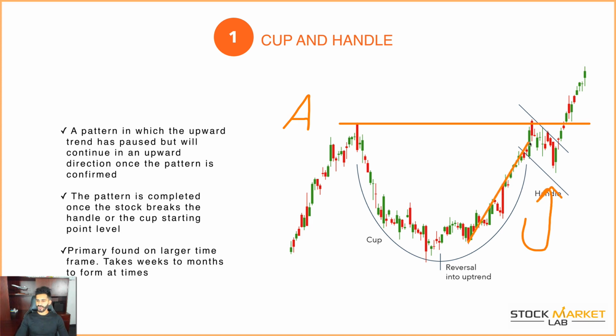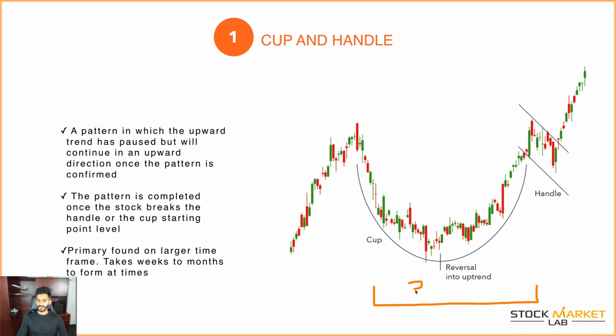You can see it makes a huge move up, takes a break, and you can either take the trade right there or once it breaks this high, whatever happens, right? That is the cup and handle pattern. This is primarily found on larger time frames, takes weeks to months to form at times. So sometimes this right here could be something that's about 3 months, let's say 6 months, whatever the case is, it could be a long period of time.